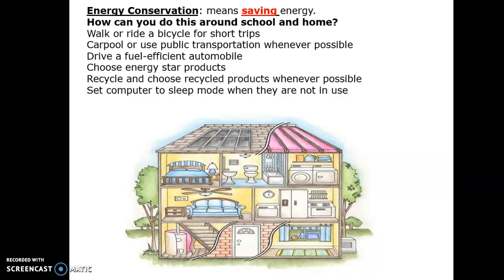So if you were to go somewhere and it is a short distance, walk or ride a bicycle. Carpool, use public transportation when you're allowed to go places again. Drive a fuel efficient automobile. Choose Energy Star products. Recycle and choose recycled products whenever possible. Set the computer to sleep mode when it is not in use. Turn off the lights if you're not in the room. Don't leave the TV on if you're going out to get a drink or if you're going to do one of your chores around the house. You don't need to have the TV running.